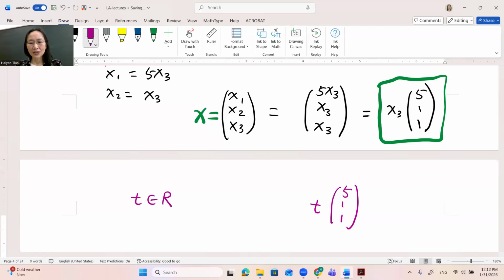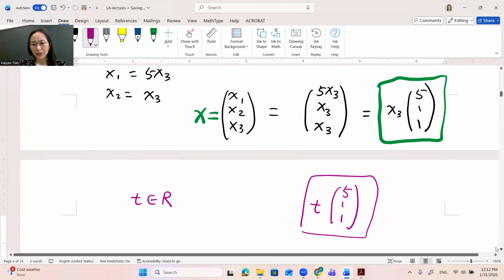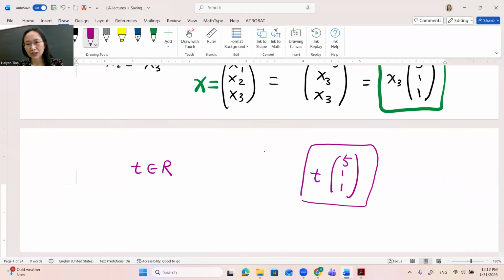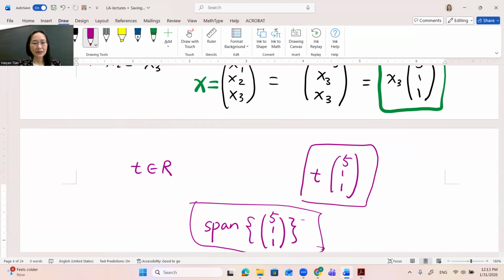So we represent a general solution to the system in this form. It doesn't matter if you use x3 or t. It's just a name for the free variable. We can also represent it another way: how do we represent the solution set, or the set of all solutions for the homogeneous system? It is a set that is spanned by the vector (5, 1, 1), because any solution can be written as a multiple of this vector. So this is the solution set, spanned by this vector (5, 1, 1).